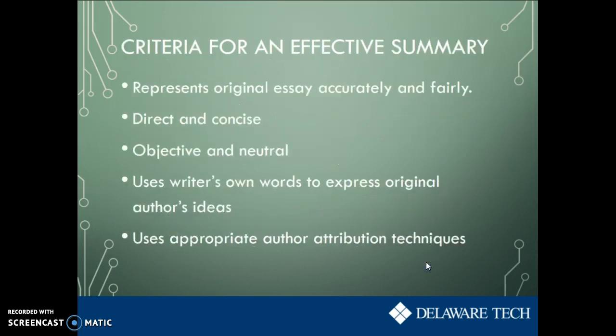So the criteria for an effective summary: it must represent the original accurately and fairly. It must be direct and concise, short. It must be objective and neutral. It must use the writer's own words to express the original author's ideas, and it must use appropriate author attribution techniques.